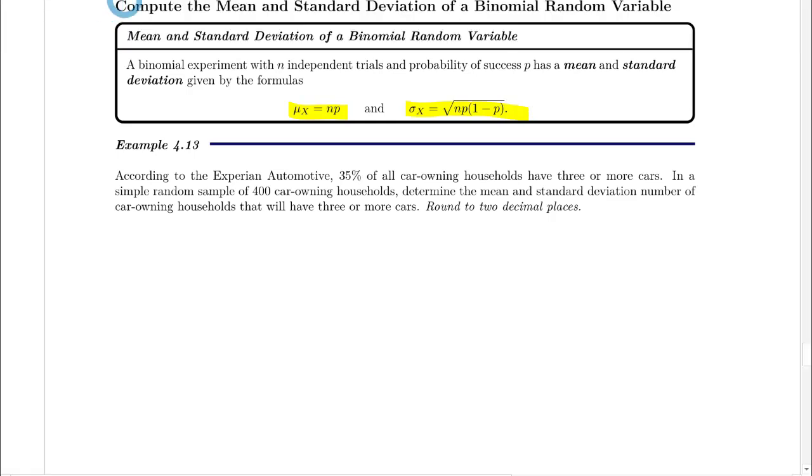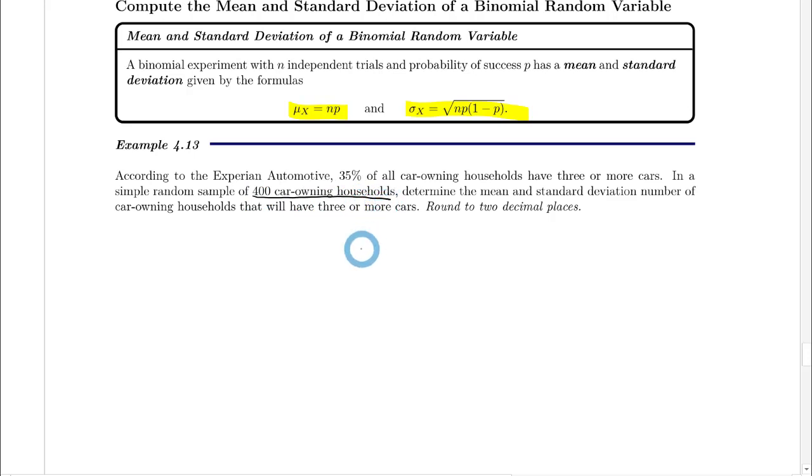And remember that the mean tells us the long run. So in the long run, what can we expect from our households owning 3 or more cars, right? And then the average distance, the give or take part. According to that same study, we have a sample of 400 households owning cars. Let's determine the mean and standard deviation.